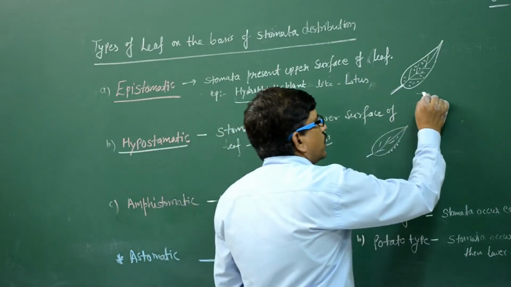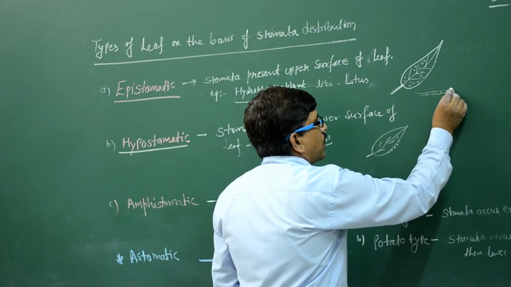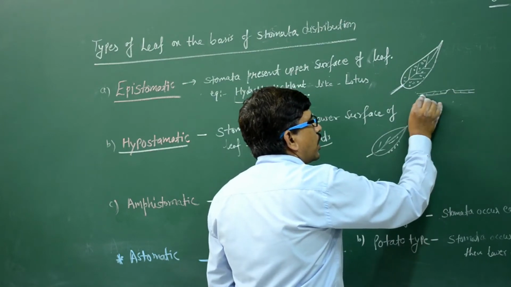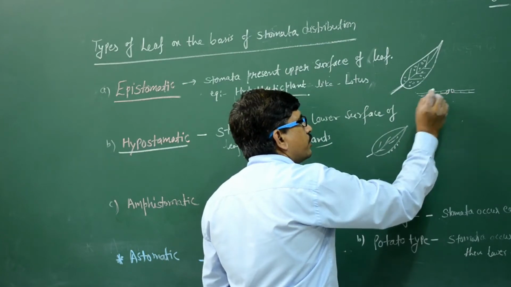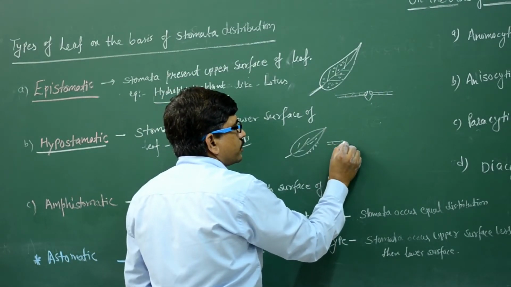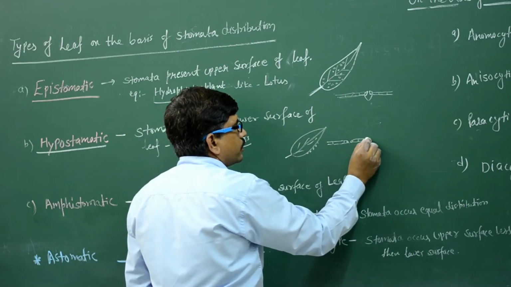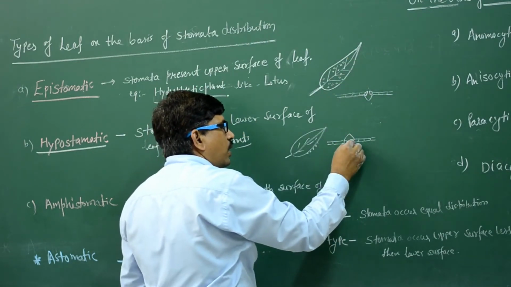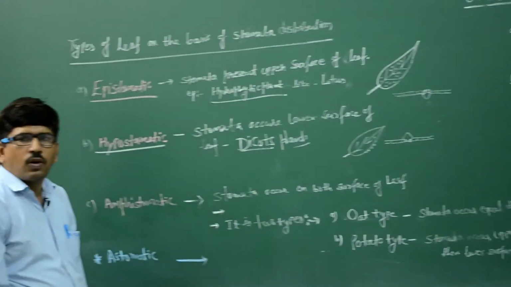In the internal structure, we discussed earlier in 11th class the outer structure and the inner structure. Here is the upper epidermis, and the stomata is like this. This is the stomata, and here the lower epidermis. The stomata are present on the lower side. The upper side is the upper leaf surface, the lower side is the lower leaf surface, and this is known as the hypostomatic, and it is a dicot plant.